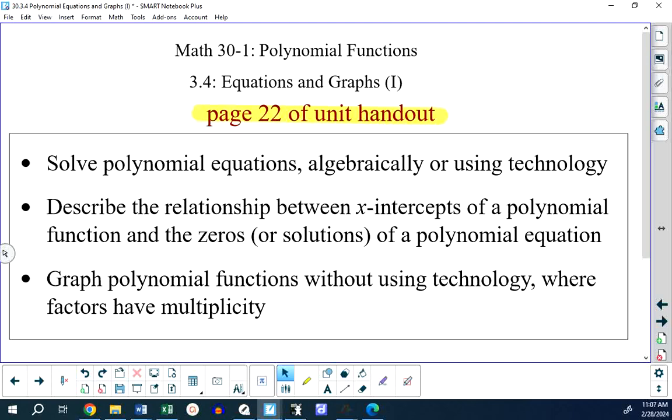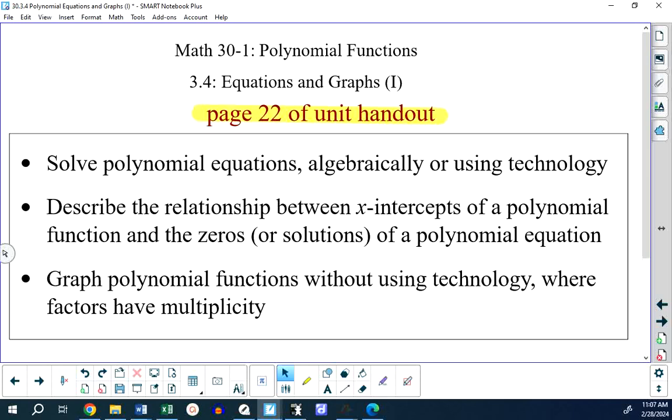Today what we're going to be doing is putting together everything we have learned about factoring polynomials and the fact that the factors lead to the x-intercepts, but we add another layer. So we're going to solve polynomial equations, and then we're going to be looking at the relationship between x-intercepts of a function, polynomial function, and the zeros of the equation, and connecting that to the graph. And the graphs are going to get a little more complicated.